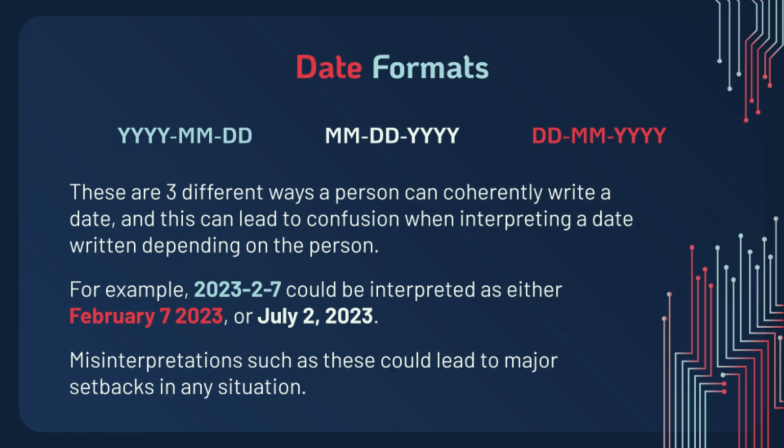As you can see here, there are three different formats. The first one is year, month, day. The second one is month, day, year. And the last is day, month, year. So those are the three different types of format that other countries or people use to put the specific date they want. Just like the example here, 2023 2/7. It can be interpreted as either February 7, 2023 or July 2, 2023. So it can make some confusion and it could lead to some big problems.